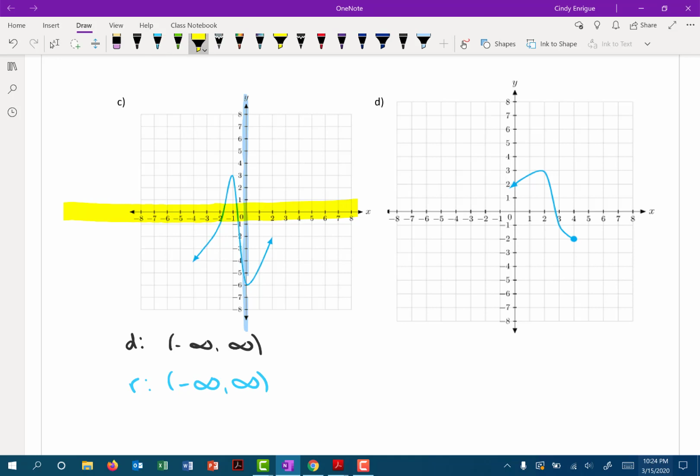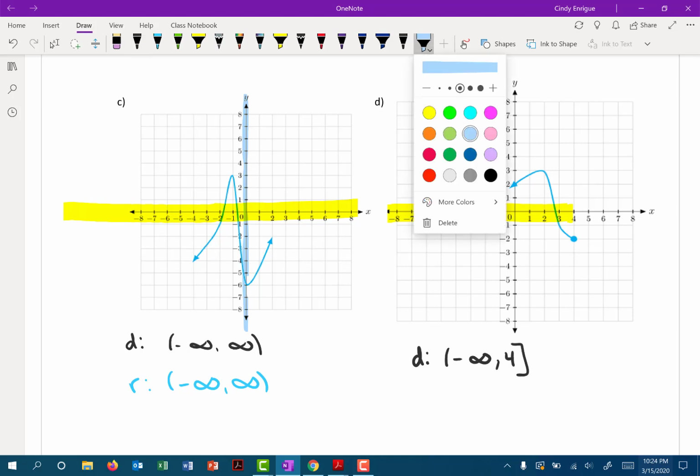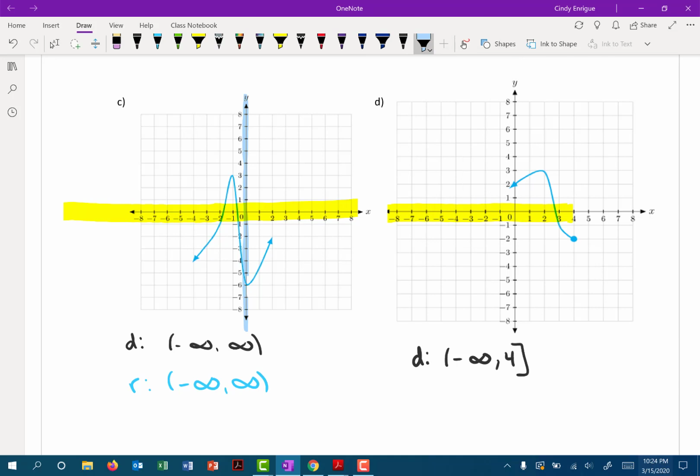Now, if I'm thinking about the domain for part D, it looks like this is going to be the biggest x value, and that arrow tells me it's going to go all the way down. So now I can say that my domain is going to go from negative infinity to a positive 4. And notice how it's a filled in circle, so I'm going to have a bracket. For my range, it looks like my smallest y value is here at negative 2, but that arrow keeps going down and down and down. So that means my y value is actually going to go all the way down to negative infinity. My biggest y value is here. That kind of corresponds to my range.